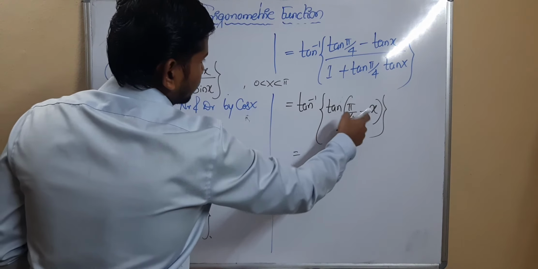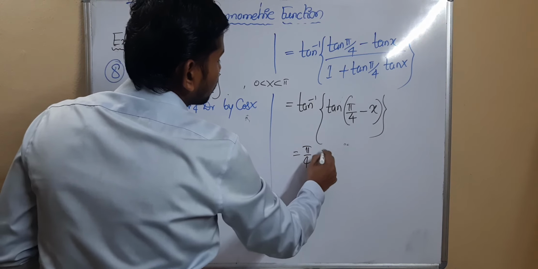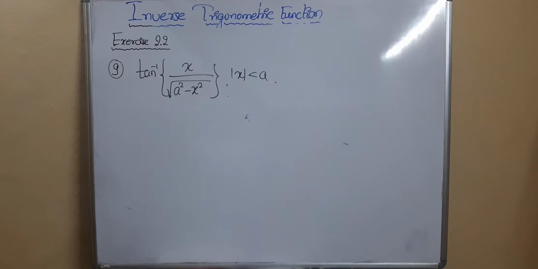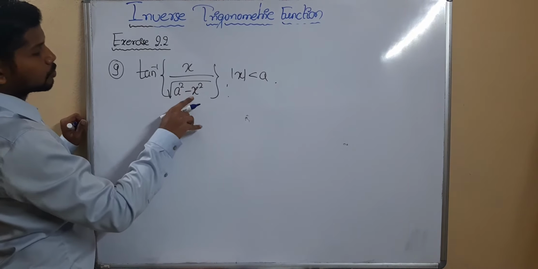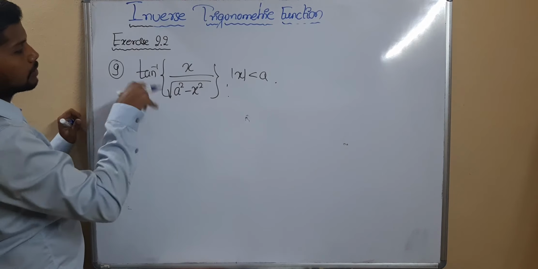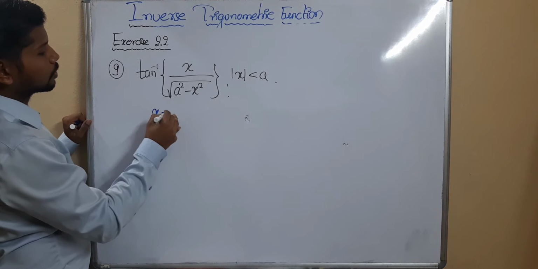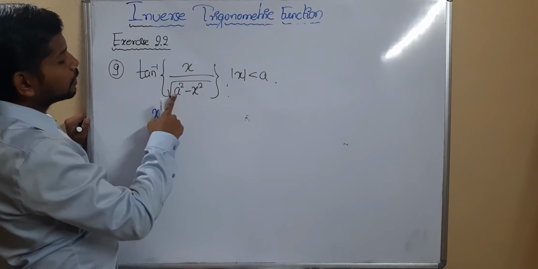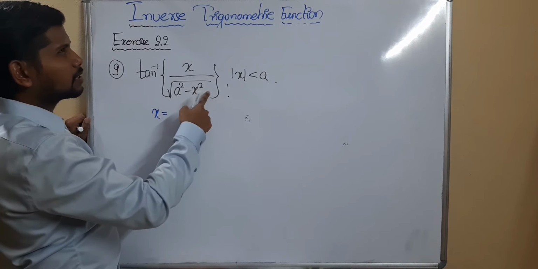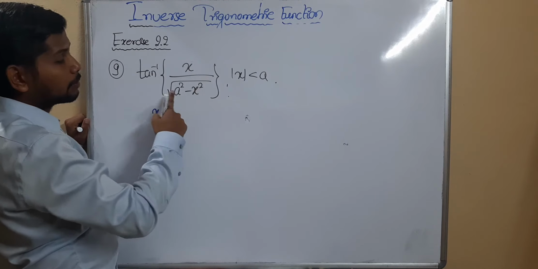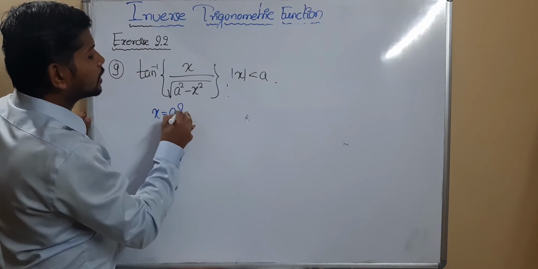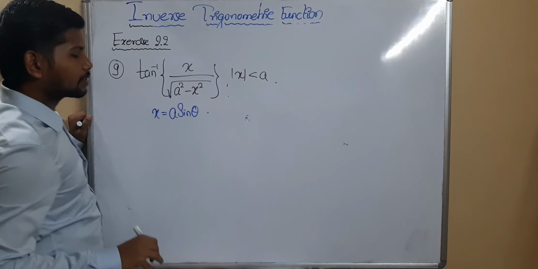Tan inverse of tan of the angle will be pi by 4 minus x. We got the simplest form. Observe the next question. What do I need to substitute for the x value so that it gets simplified? Just check with the first term. If I substitute a sine in the numerator, don't worry. In a square minus a square sine square theta, a square is common, so it becomes 1 minus sine square. That's why I'd like to write the substitution x equal to a sine theta.